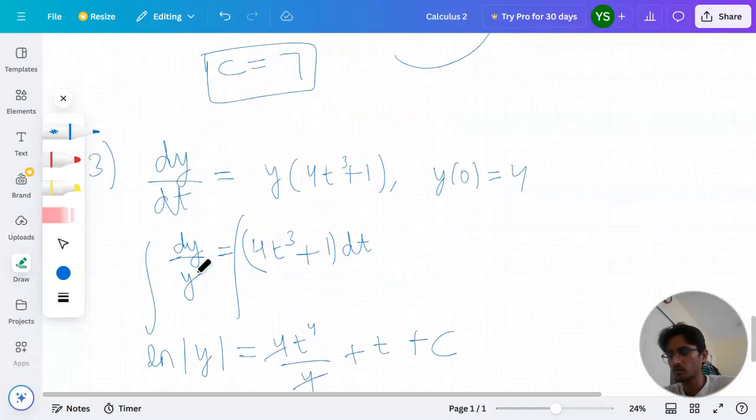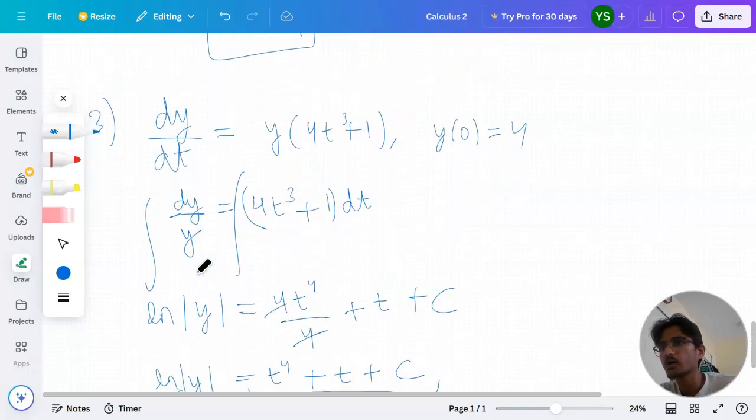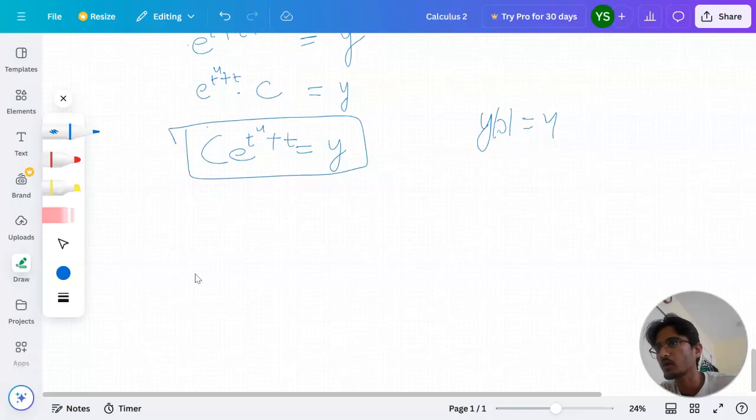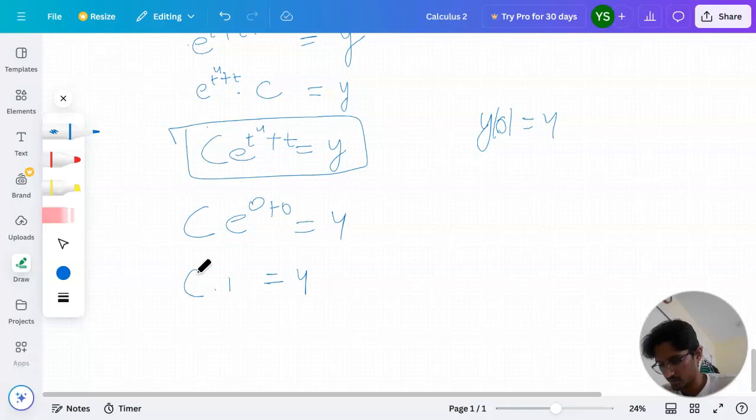Now we know that y of 0 equals 4. So we're going to plug 0 into wherever we have the t. So C e to the 0 plus 0 equals 4. So we know 0 plus 0 is 0, and e to the 0 is going to be 1. So C equals 4, guys.